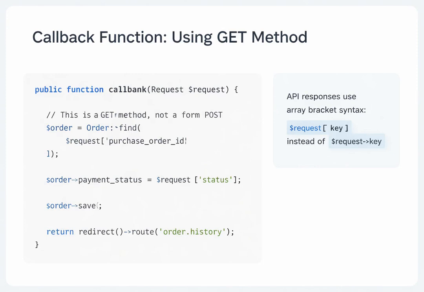Inside the callback function, notice that this is a GET method, not a form submission. The data is coming in through the URL query parameters. Now, there's an important syntax difference here. When data comes from an API redirect like this, we use array bracket notation, $request, then the key in square brackets, rather than the arrow notation we'd normally use for form inputs. This is a subtle but critical distinction. Using the wrong syntax will cause errors. We find the order using the purchase order ID, then update the payment status with whatever status came back from Calty.